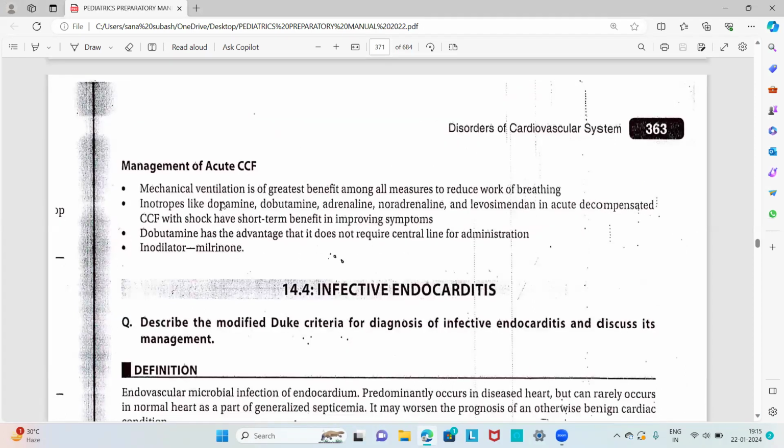This is the management of the acute CCF. That is, if there is a sudden onset CCF, mechanical ventilation is of greatest benefit among all the measures to reduce the work of breathing.